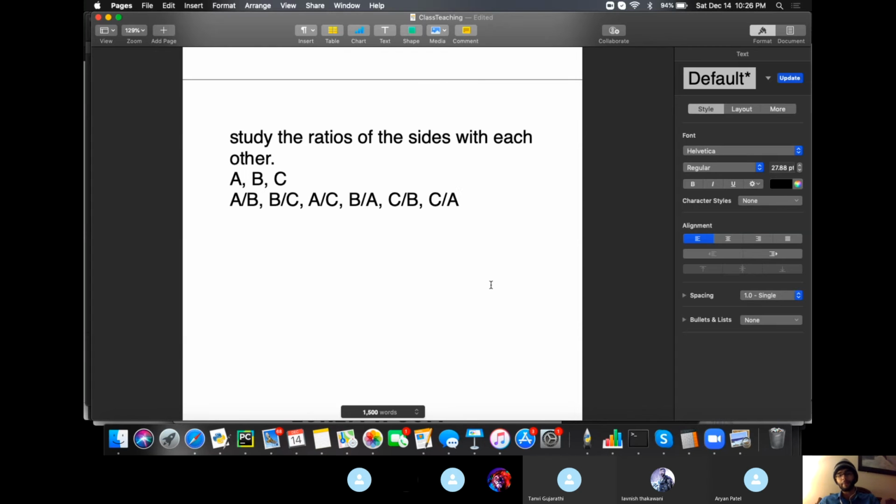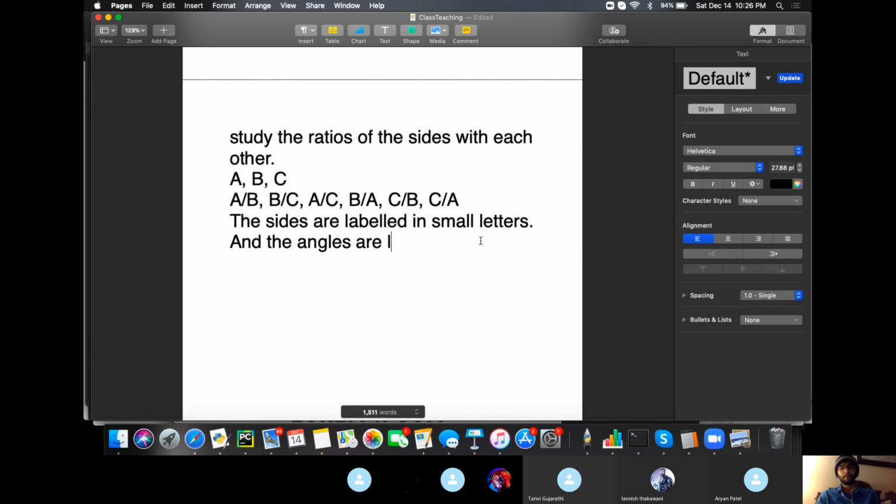Actually, here I've given them capital letter names, but usually when we talk about triangles, the sides are labeled in small letters and the angles are labeled in capital letters. Okay, that's the convention to follow, but here I just wanted to make it look quite prominent. That is why I've labeled it as capital letters.